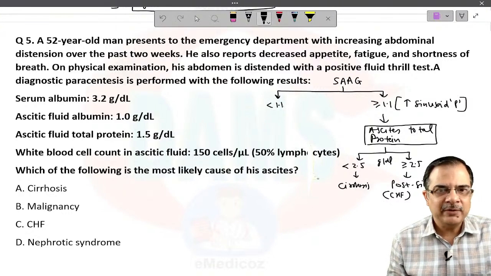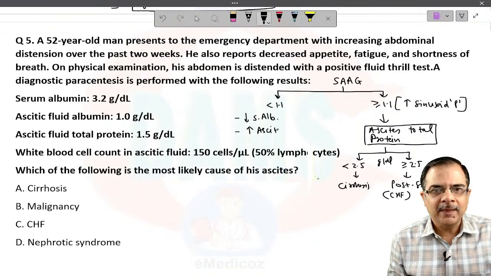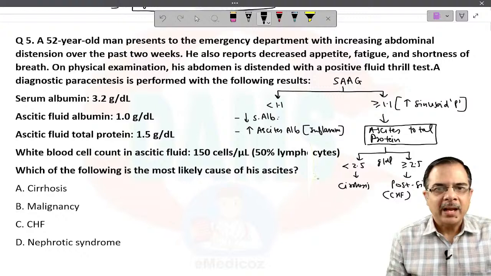And when SAAG is less than 1.1, it can be either due to a low serum albumin or because of high ascitic albumin, like inflammatory diseases. And low albumin will be nephrotic syndrome.